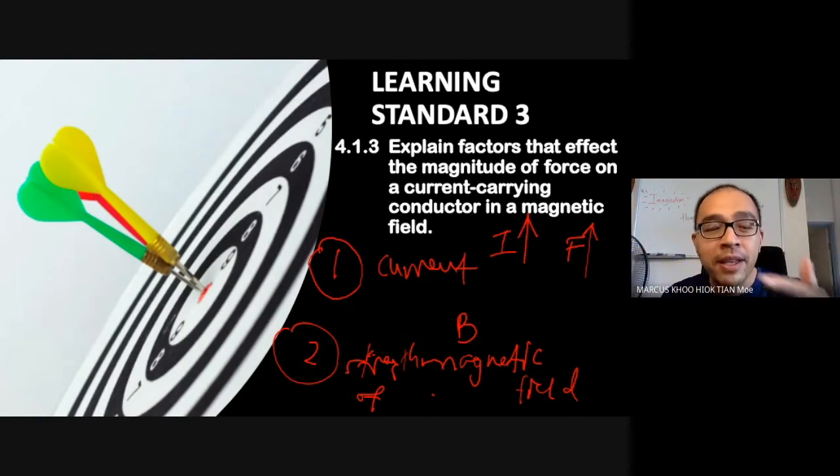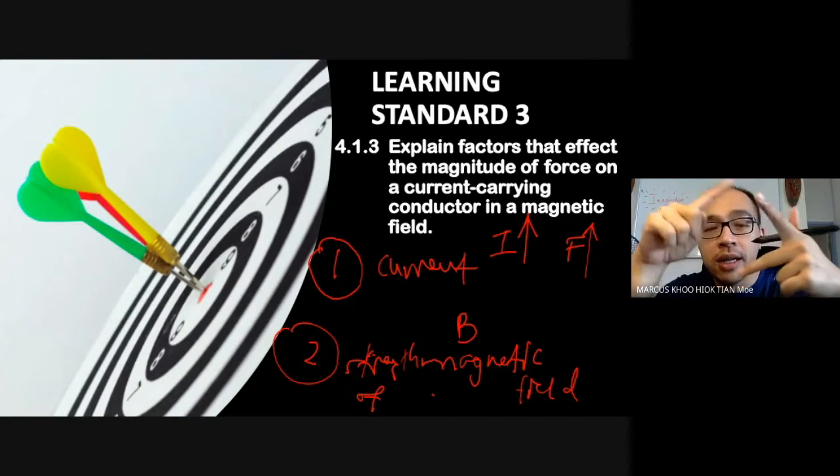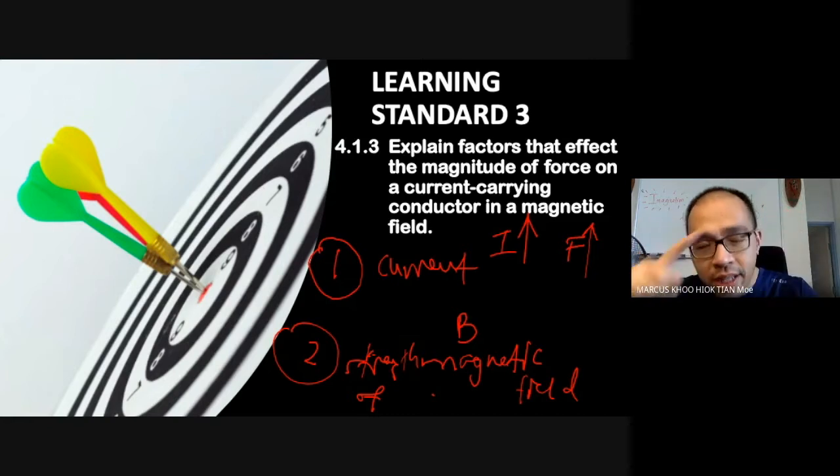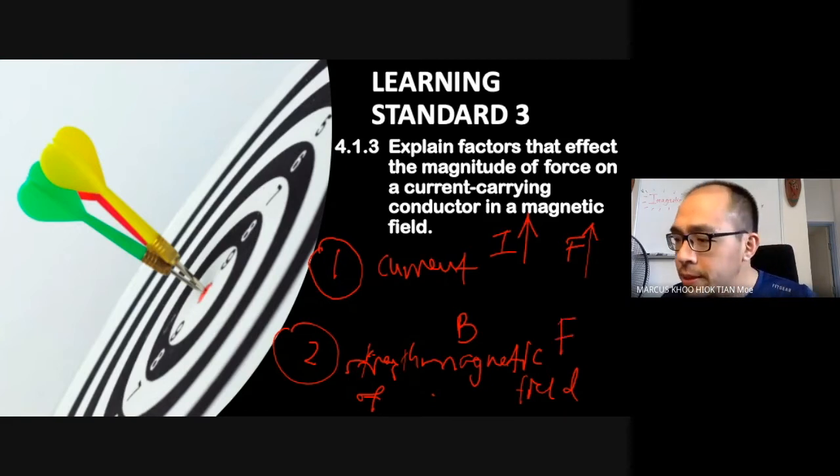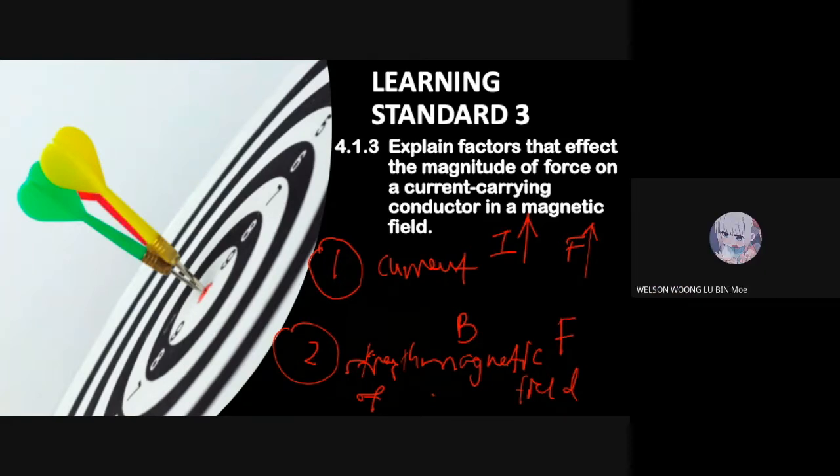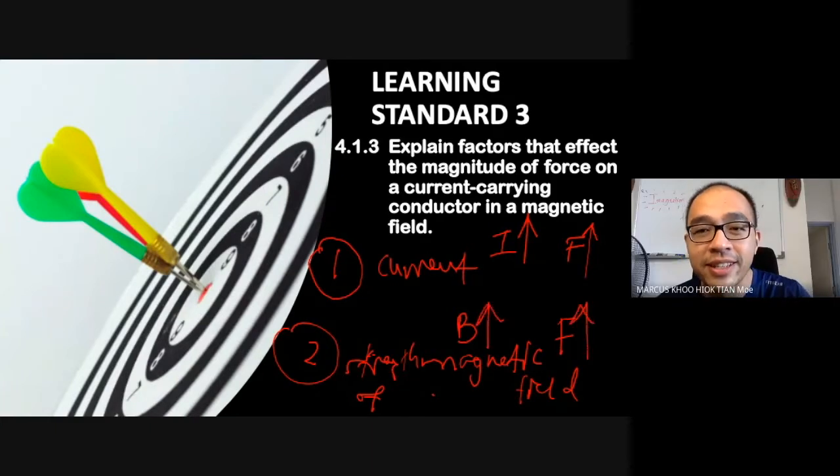So anyway, FBI. The relationship between the strength of the magnetic field and the force. What is the relationship, please? The greater the strength of magnetic field, the greater the force. Okay, the greater the strength of magnetic field, the greater the force.